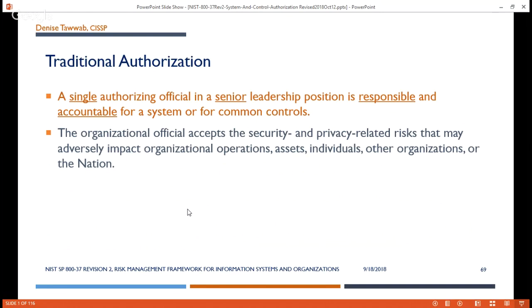The organizational official accepts the security and privacy related risks that may adversely impact the organization. And I think I've emphasized, if I haven't, again, your authorizing officials do have to be senior leaders because they are accepting responsibility and being held accountable for the risk associated with systems and common controls. So that's a traditional authorization. You have one AO making the decision and accepting the responsibility.